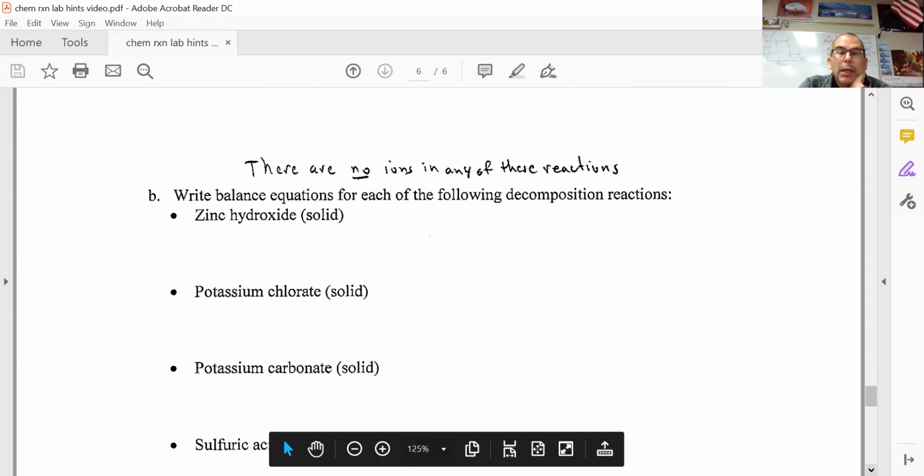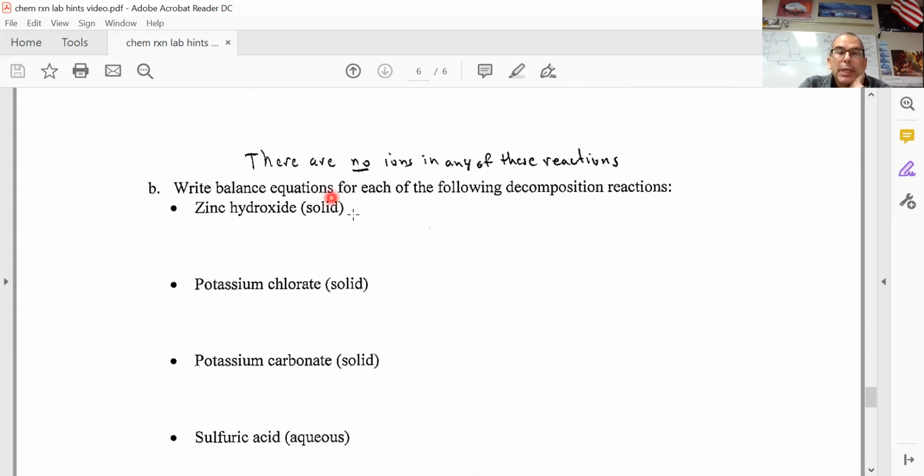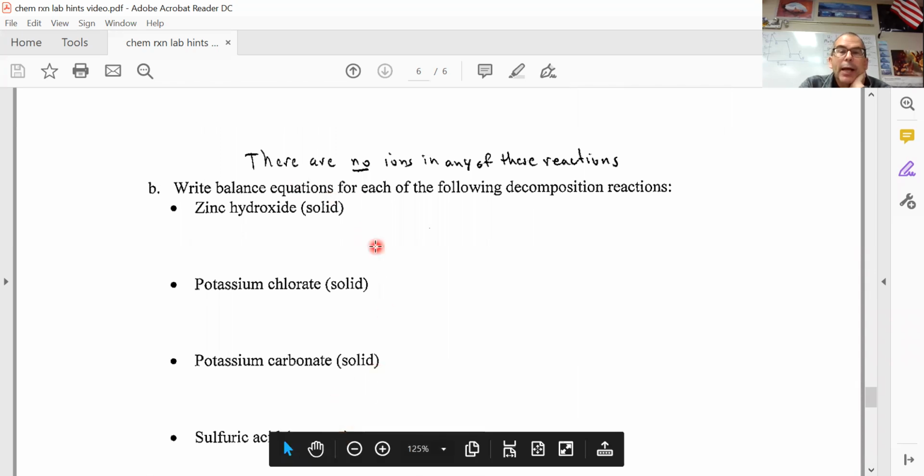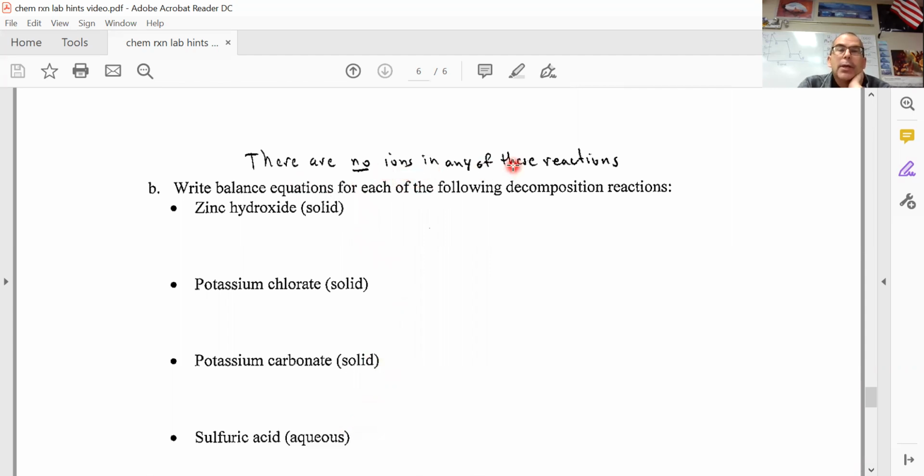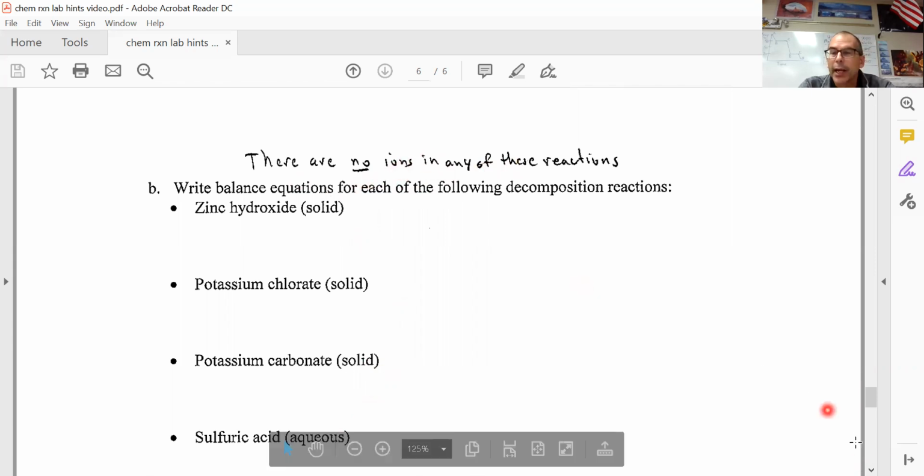Okay. The other thing is when you do these different reactions, I think we got the decomposition reactions. These aren't breaking up into ions. Okay. These are breaking just into whole things. So your overall equation, or if you set down ionic equations, it's going to be the same thing, but this one doesn't break into ions.